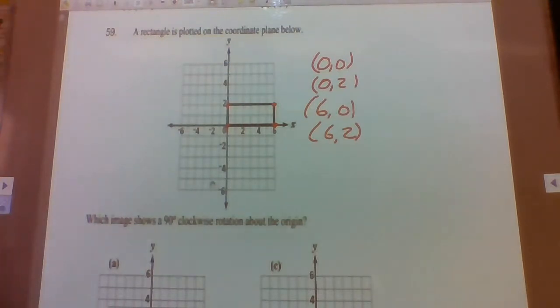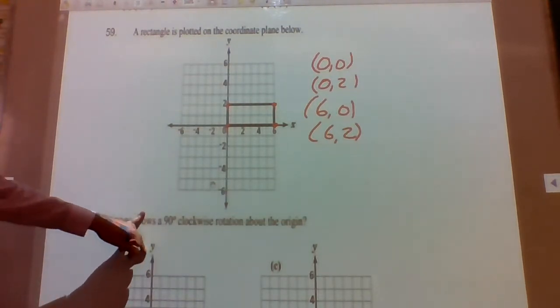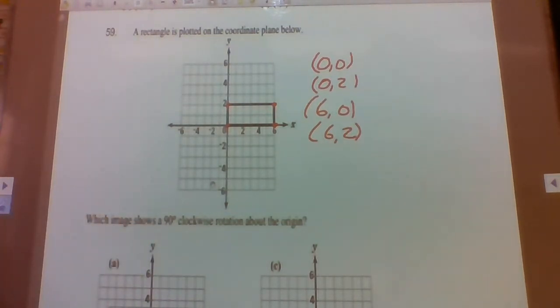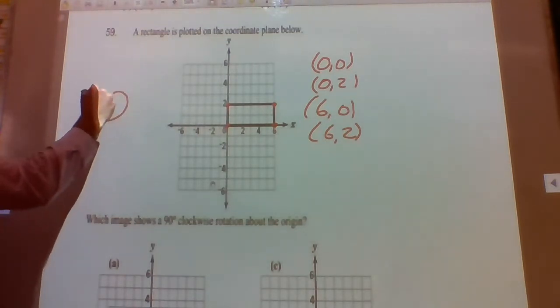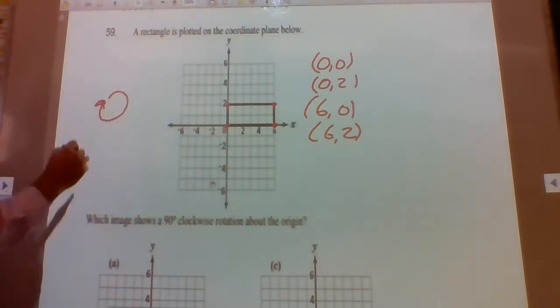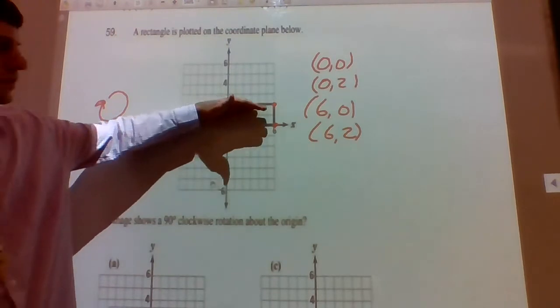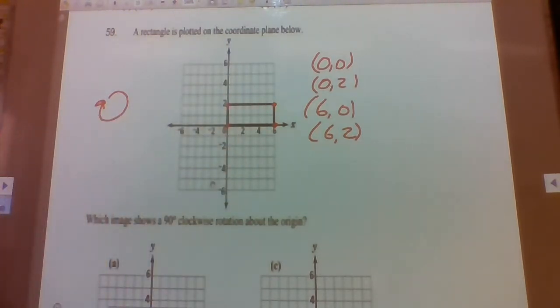Okay, we're rotating 90 degrees clockwise around the origin. So clockwise is this way. It's 90 degrees, so we're going 1 quadrant over. So these points are going to get rotated down here.